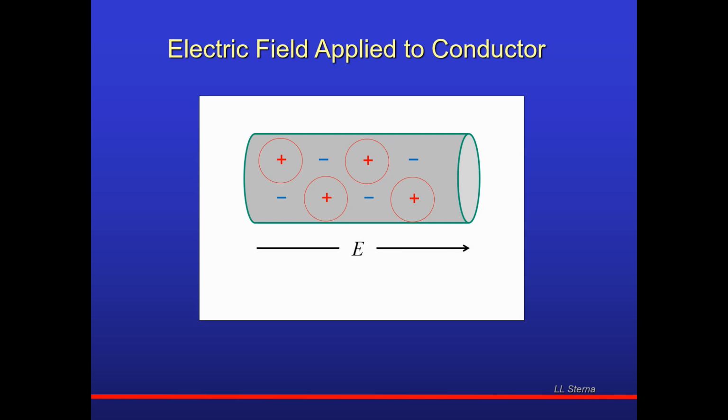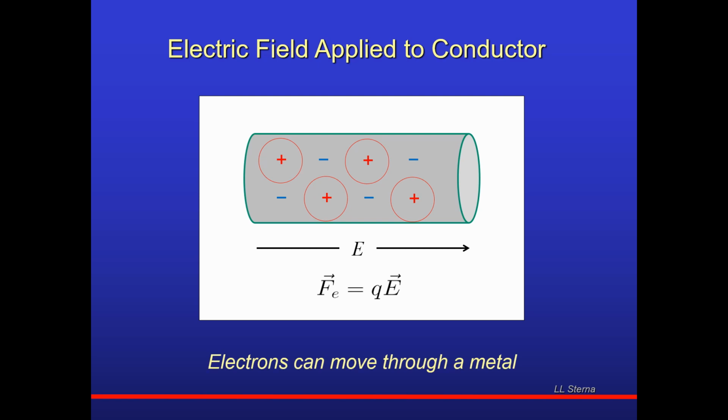What happens when you apply an electric field to this metal? Well, we know the rule. The force on the positive charges will be in the direction of the field. The force on the negative charges will be opposite the direction of the field. The positive metal ions are held together in the lattice of the metal. They're not going to move. However, the electrons can move through metal.